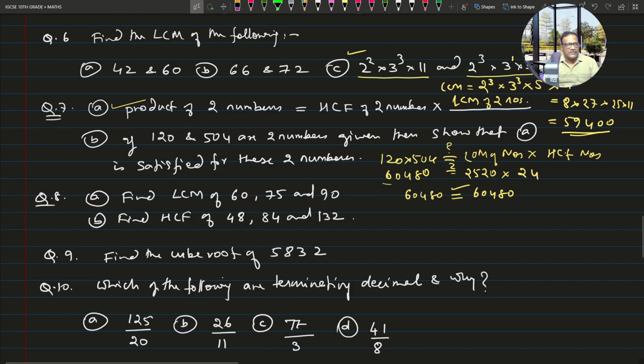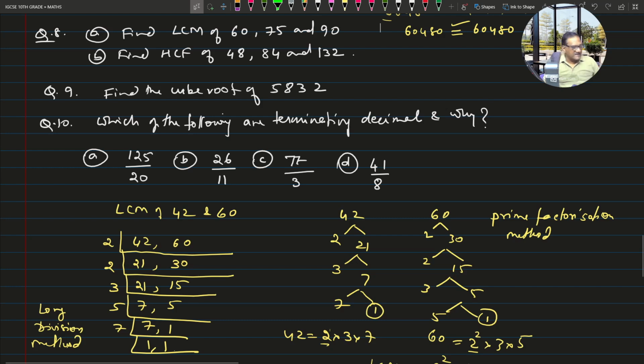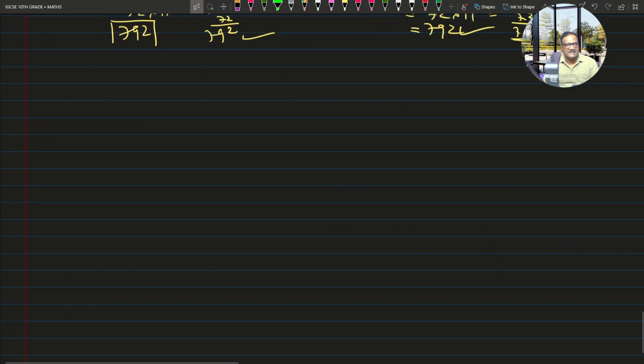Let us go for question number 8. Question number 8 says: what is the LCM of 60, 75 and 90, and what is the HCF of 48, 84 and 132? Okay. So one by one, let us see how you have to deal with these three numbers. First I will find out the LCM of 60, 75 and 90. Now again, you will have to use the same two methods. So 60, 75 and 90 I have written here.